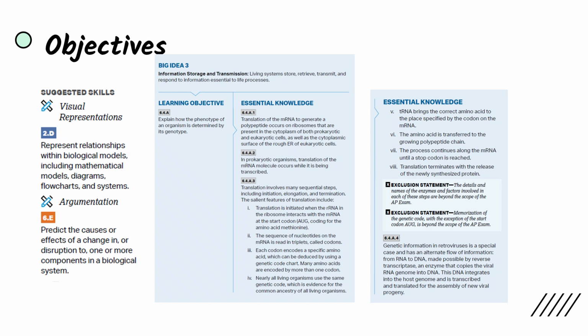And so our suggested scale of visual representations 2D represent relationships within biological models, including mathematical models, diagrams, flowcharts, and systems, and argumentation 6E predict the causes or effects of a change in or disruption to one or more components in a biological system. And our biological system here is going to be the central dogma, which takes us from DNA to transcription to translation.